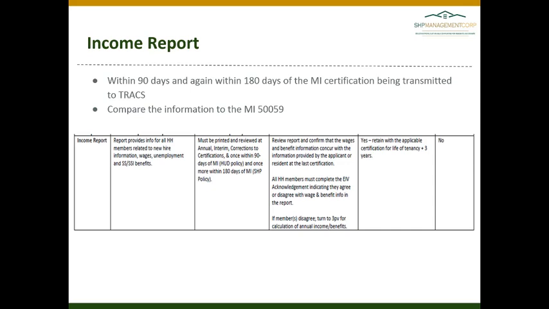So this income report, you may run this within 90 days, and there might not be information for one of the household members, but you are still meeting the HUD requirement by running it. Any issues that are identified should be addressed within 30 days.